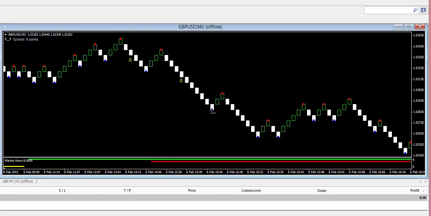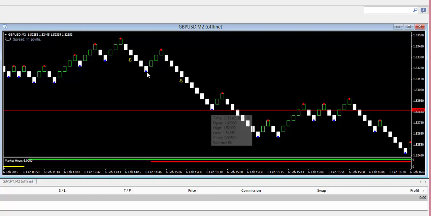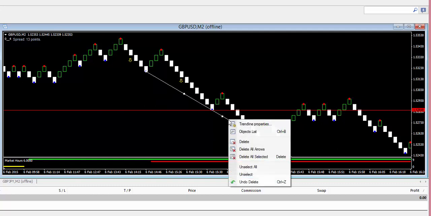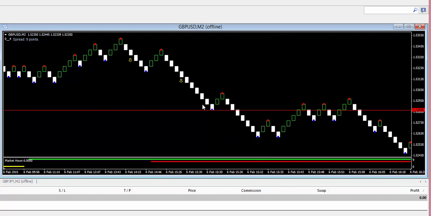Our third entry would have been this one. Again, this blue dot is lower than this blue dot, so we don't draw them. If we use an angled trend line, you notice that we don't get a break in the price action. So when we have a lower low or lower blue dot, we simply draw a horizontal trend line. And again, the price action broke that here, and we had another profitable trade.